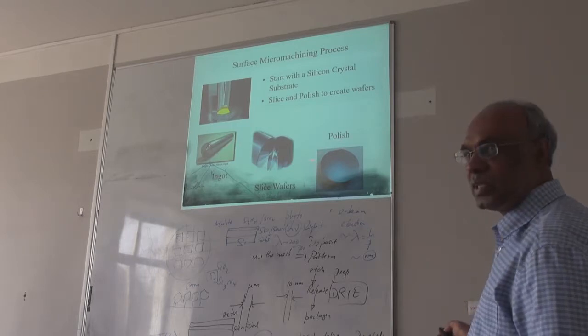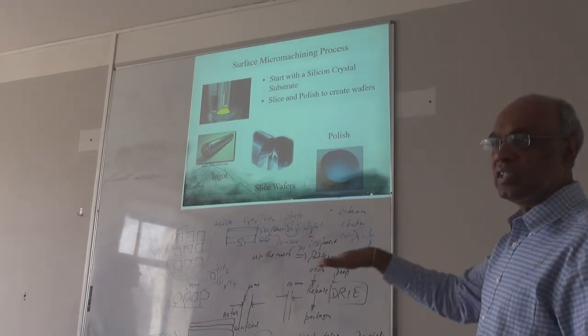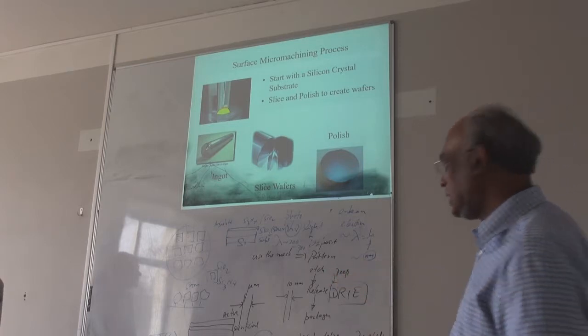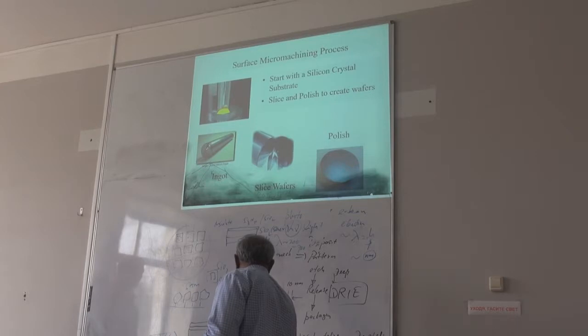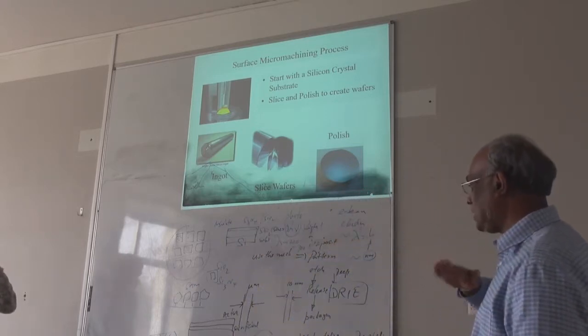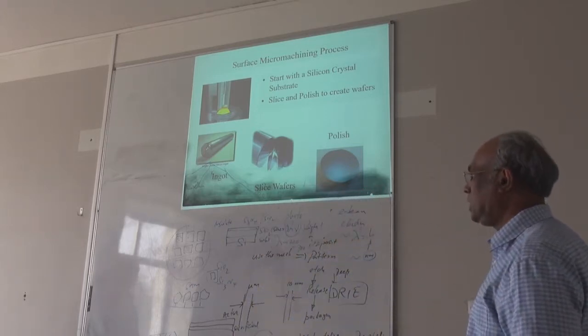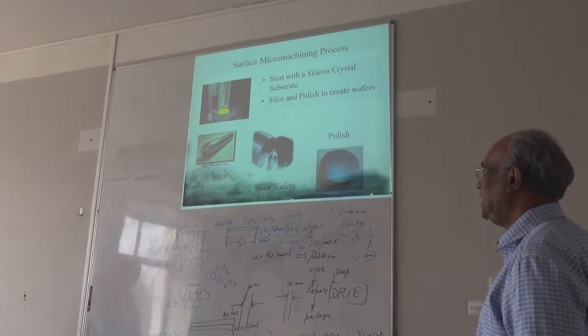I don't know if students are familiar with this arc here. This will tell you the crystallographic direction, whether you have 1, 0, 0 or 1, 1, 0 or 1, 1, 1. So that will tell you the direction. You have to have one surface nicely polished. You can buy an already polished surface, so you don't have to do the polishing there.